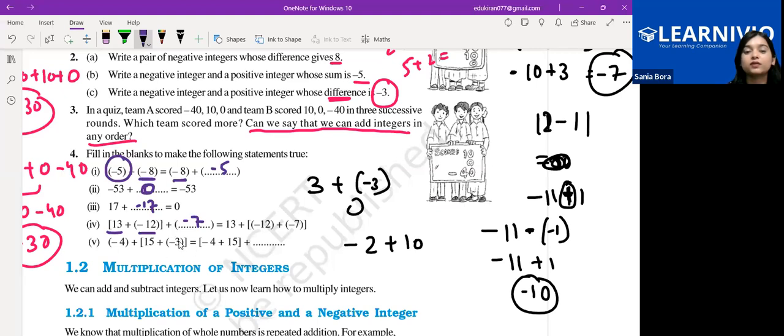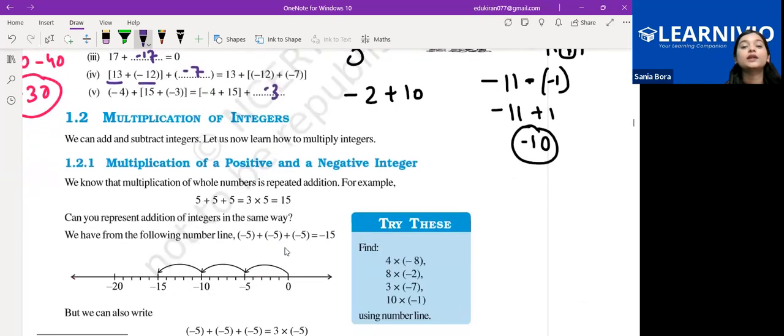Okay. And next one is minus 3. Yes, ma'am. Okay. So I hope everybody got it right. Now I think the basics you got. Okay. Now today we are going to start a new concept, which is the multiplication of integers. I hope none of you have any problem.